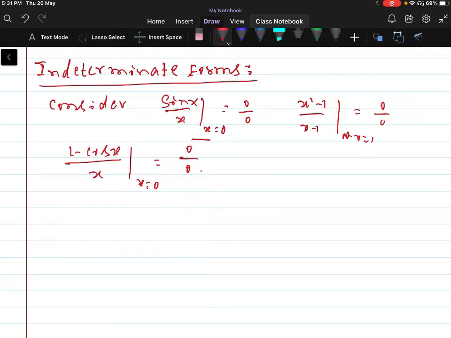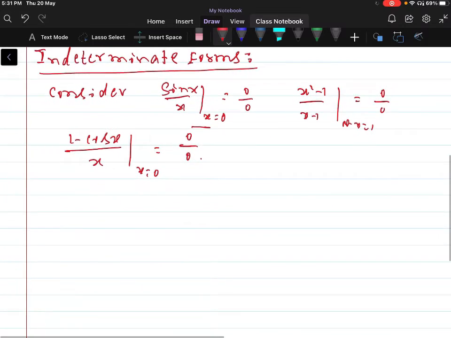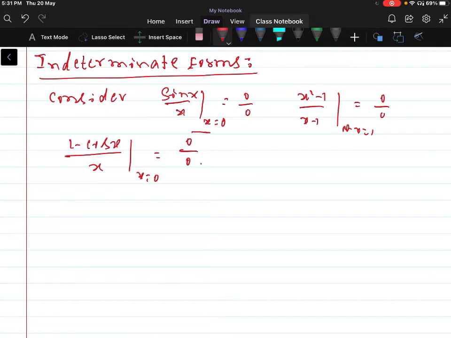be defined. So here the question arises: what happens if the functions f and g tend to 0, and what happens to the ratio f of x by g of x? So this question arises.